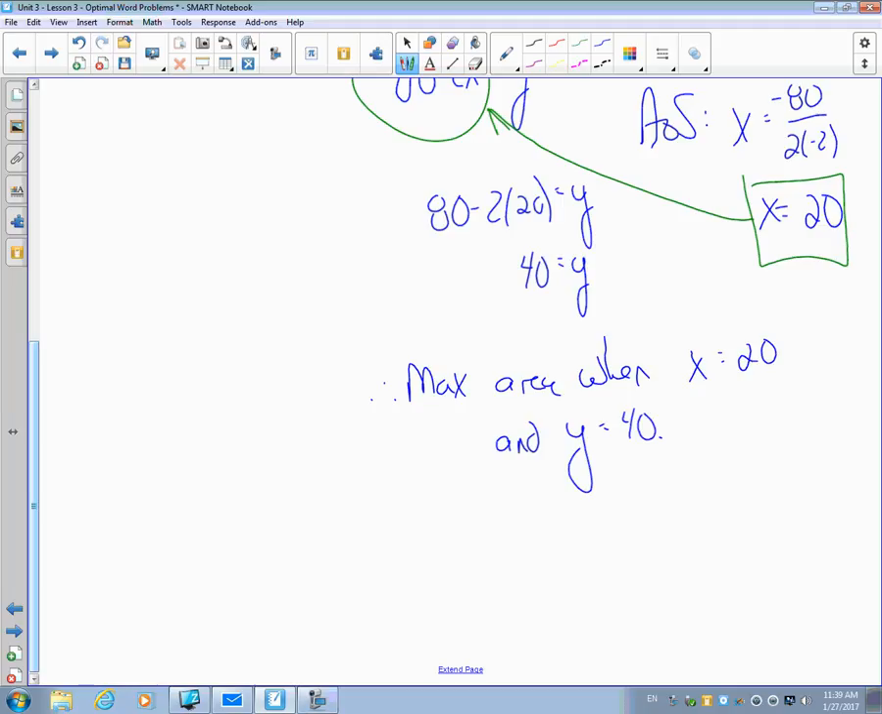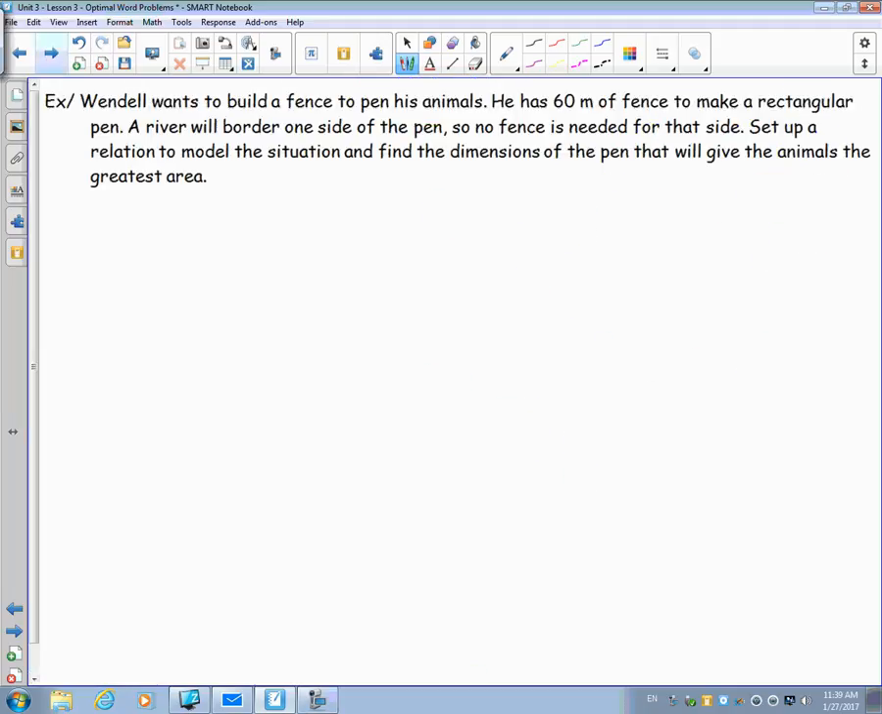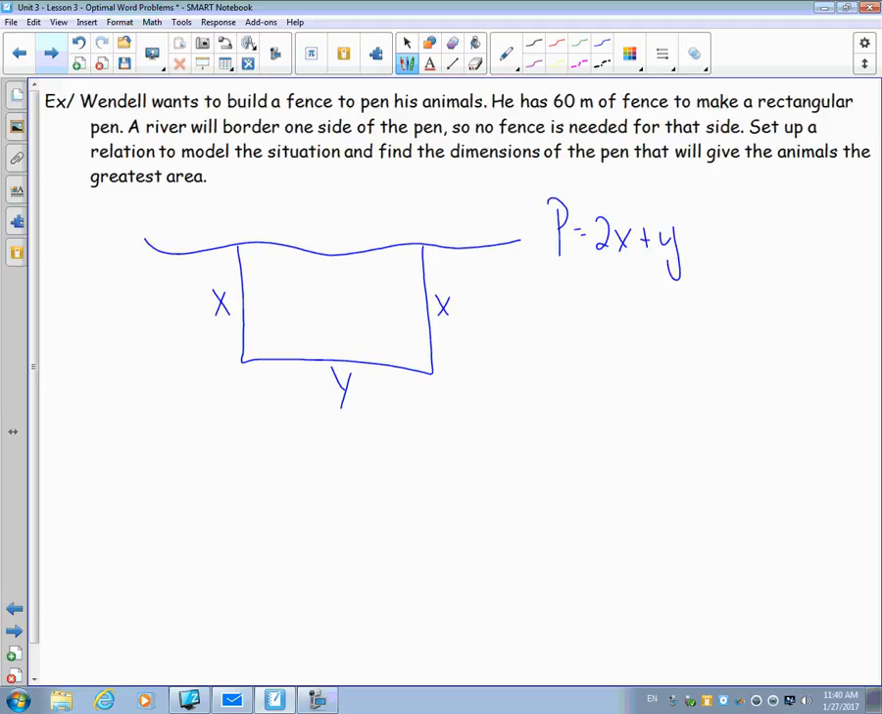Okay? You start with two variables, so you can plug one equation into the other. Here's our last example. I'm going to get you guys to try it. Same kind of question, so you have to try this one. So pause it, see what you can do. We've got Wendell wants to build a pen for his animals, 60 meters of fencing, but we got a river on one side. So here's a river. His pen has to go here. So we know x and y and x. We know our perimeter is 2x's plus a y, and we know it actually comes out to 60.